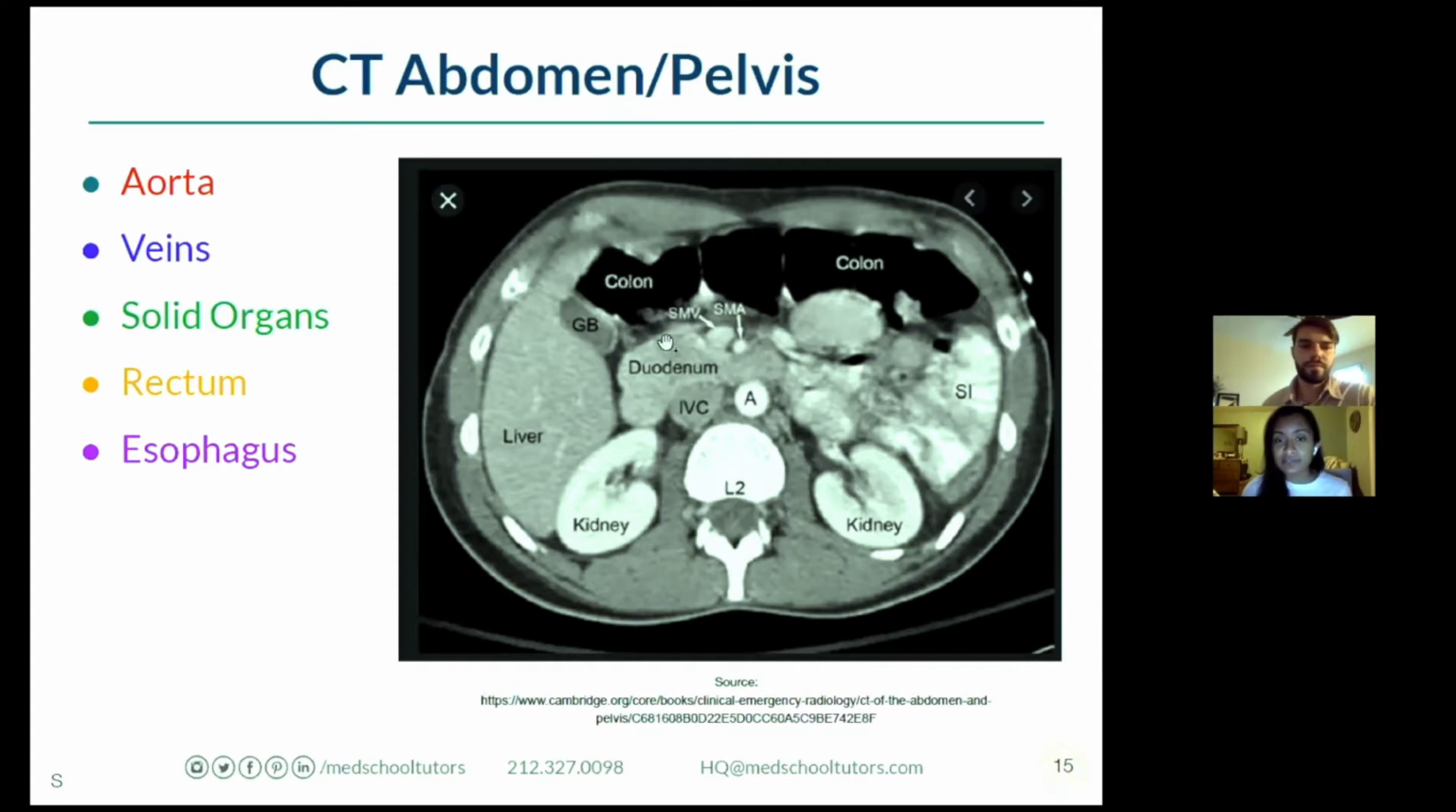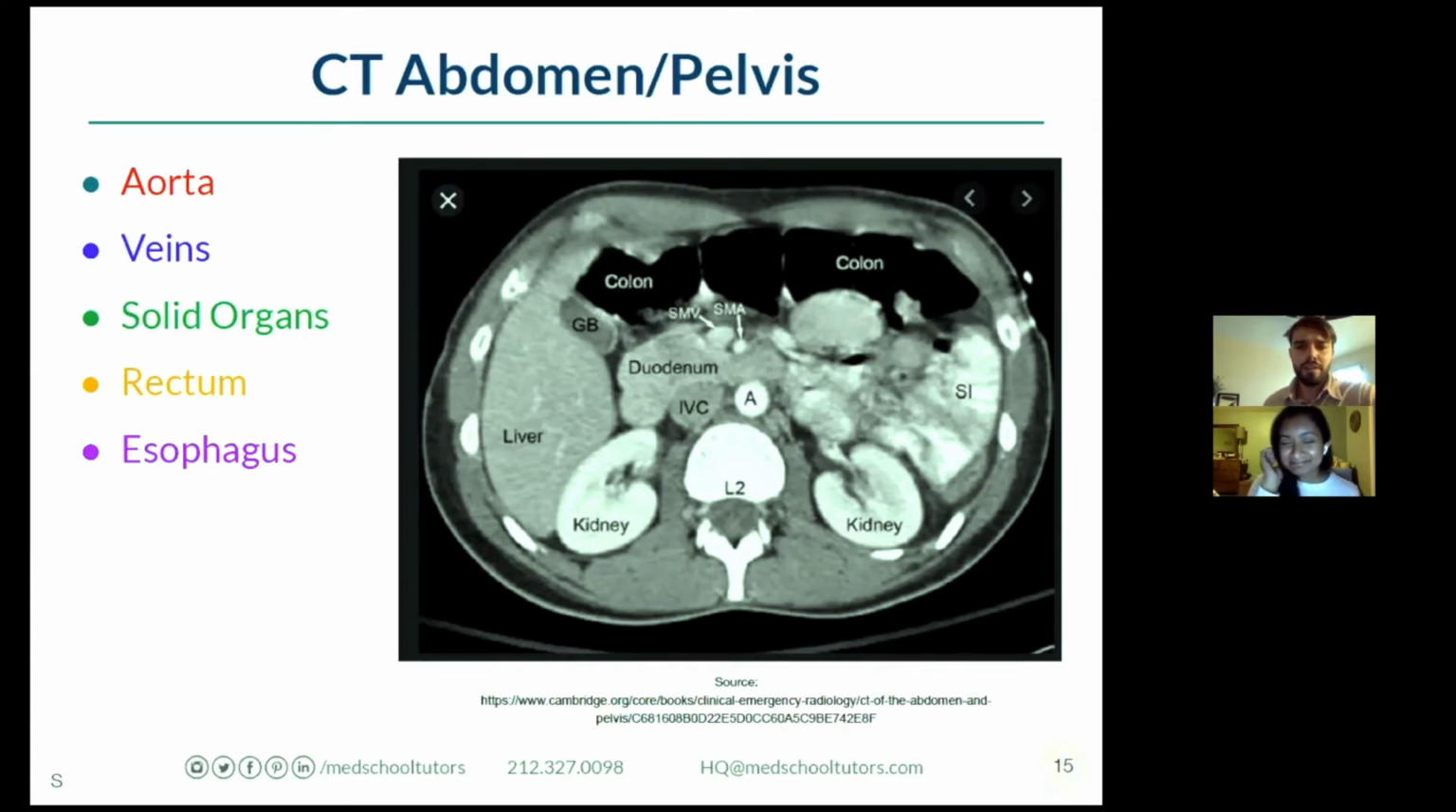Then we have the duodenum and the bowel, right? So the large bowel, you'll see much more gas and it's more often decompressed, but we'll get through some of that pathology. And then the vertebral body, of course. And we'll go through each of the organs as well. Any other thoughts on that, Blake?